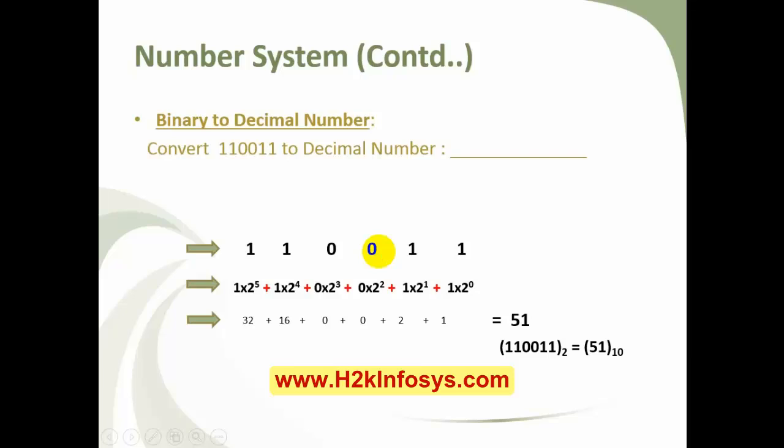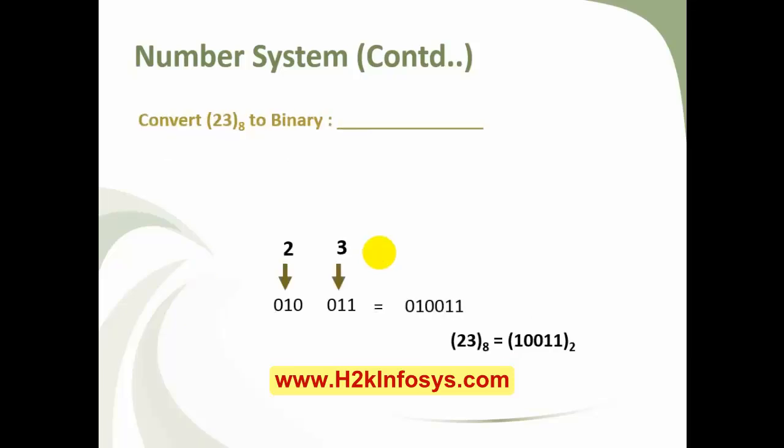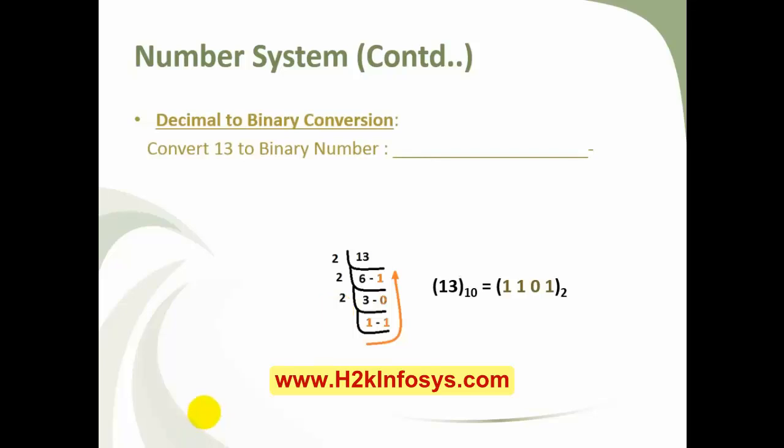Let's try to convert another number so that you will get some confidence. So what I'll do now is convert another binary number into decimal. Let me do it. I want to convert 1010 into a decimal number. So I'll give some gap and write it like this.